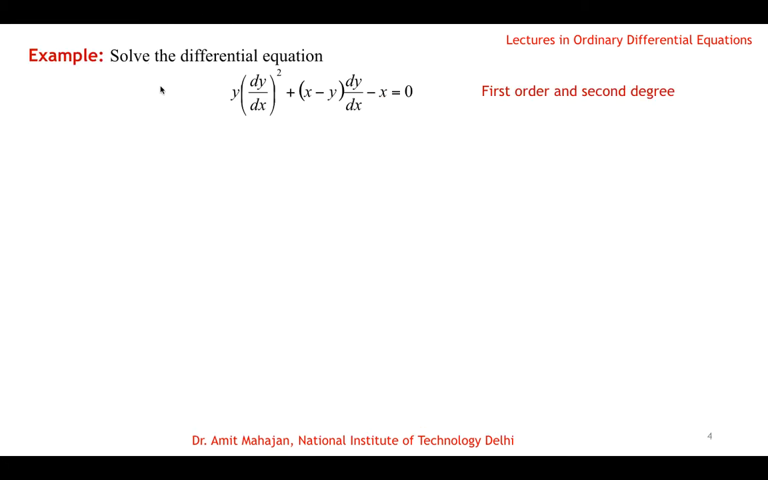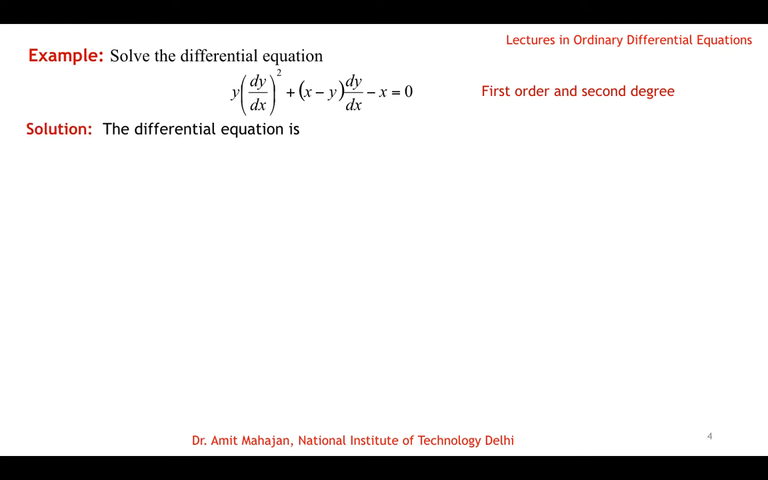Say for example, we have to solve the differential equation y (dy/dx)^2 + (x - y) dy/dx - x = 0. The order is 1 because dy/dx is the highest derivative, and the highest power of dy/dx is 2, so the degree is 2: first order, second degree. To solve it, let us first denote dy/dx by p, and make the coefficient of p squared equal to 1, so divide this whole equation by y.